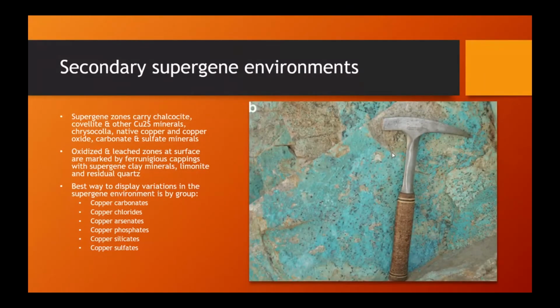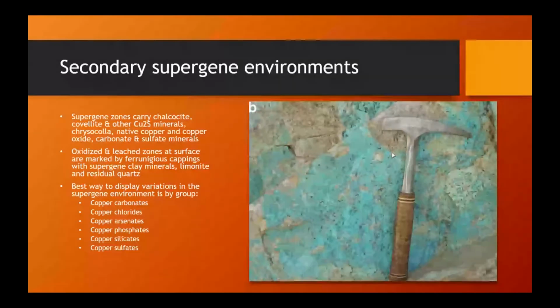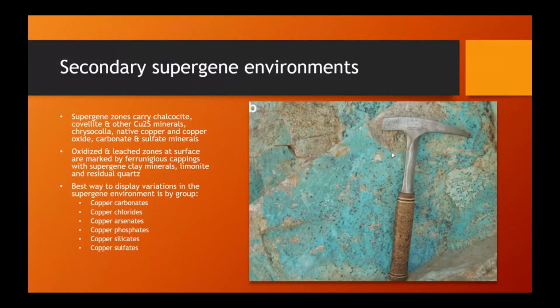So we've got a lot of minerals that we're going to be looking at with these different things. Now, the best way to display the variations in these zones is to look at them by group. So we'll look at the carbonates, the chlorides, arsenates, the phosphates, the silicates, and the sulfates.